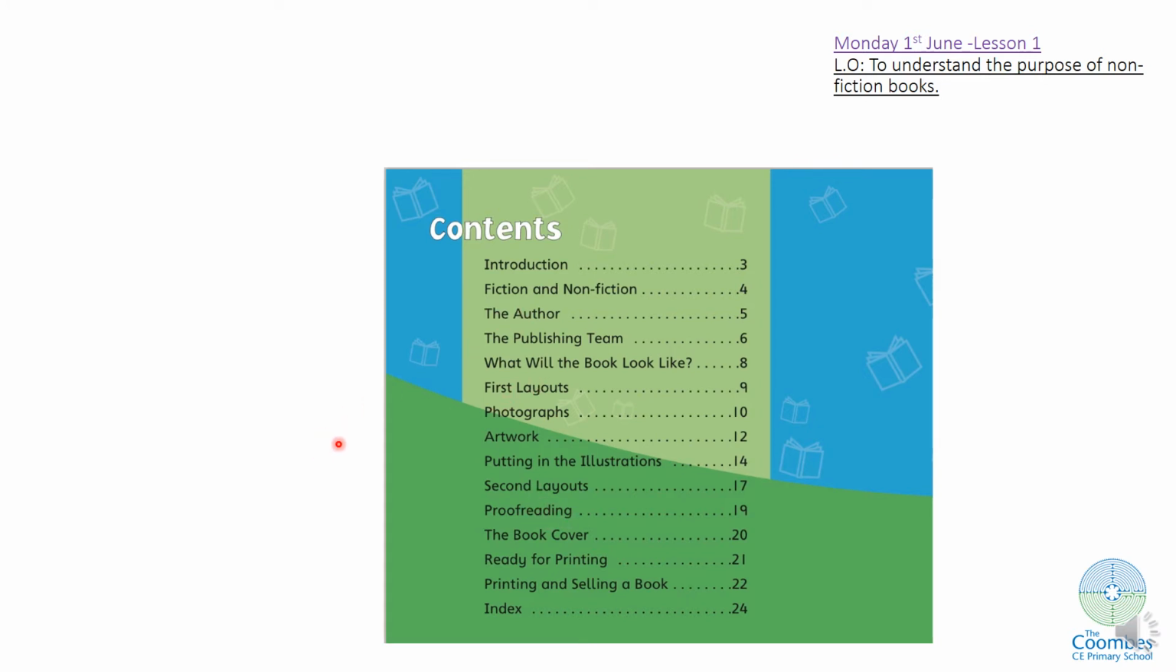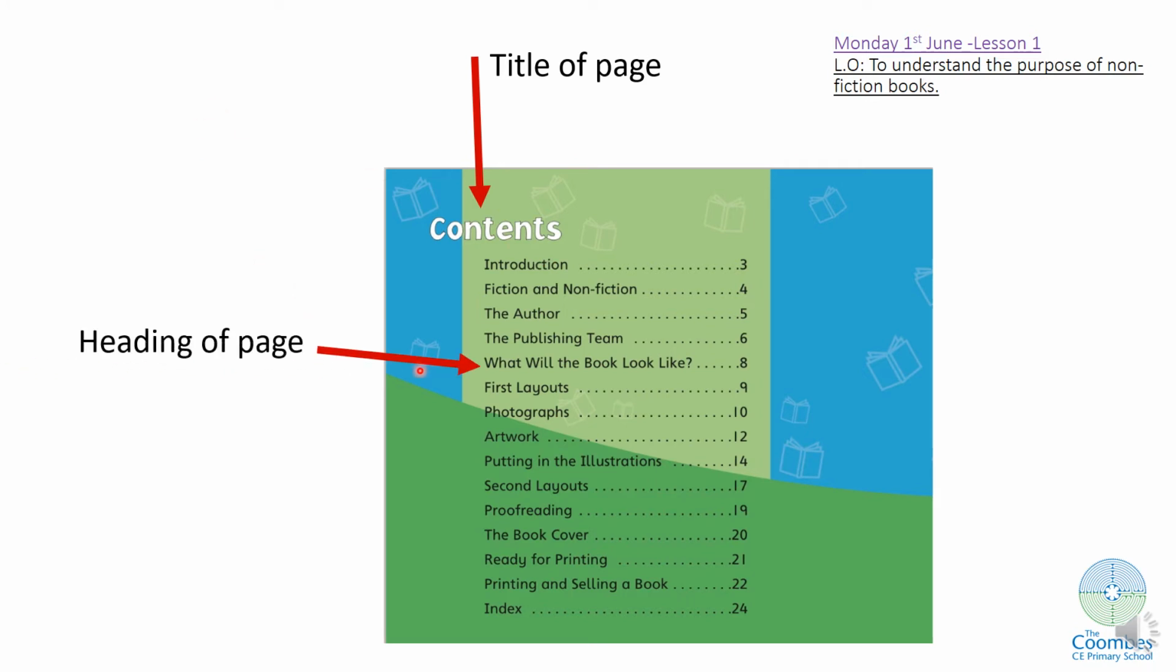So if we wanted to find out about the author when they're writing books, we could look here, and there it is, the author, and we go across and we find the page number, so we can just turn straight to page number 5. So this page will always have a title, and the title of this page is the contents. These are all of the headings that you will find in your book, as you turn through the pages. These will be the specific thing that those pages will be looking at. And as I said, these are the page numbers in which you will find that information. So this is the contents page.